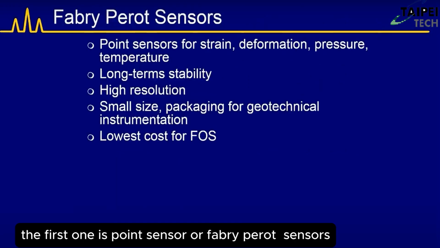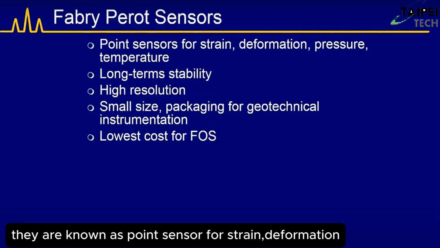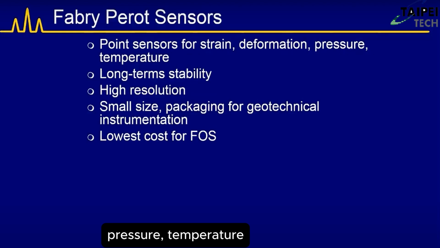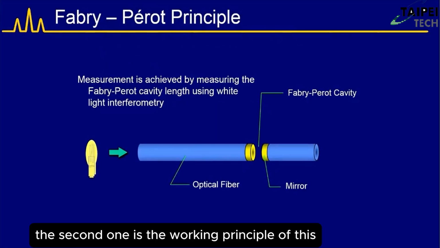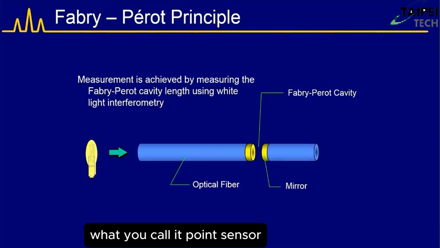The first one is the point sensor, or Fabry-Perot sensor. They are known as point sensors for strain, deformation, pressure, and temperature. They are very important for this activity because we may use them for long-term stability, high resolution, small size, and the like. The second topic is the working principle of this point sensor.